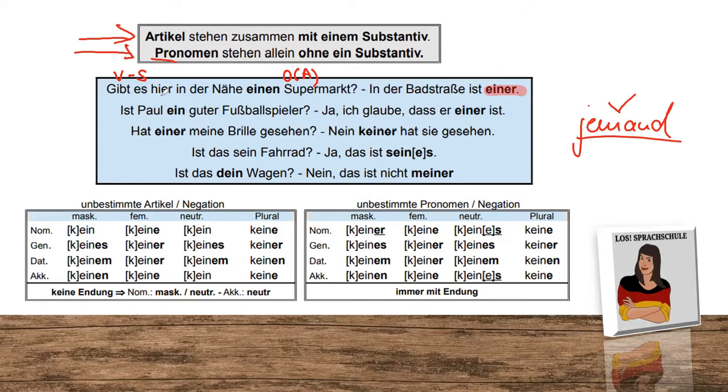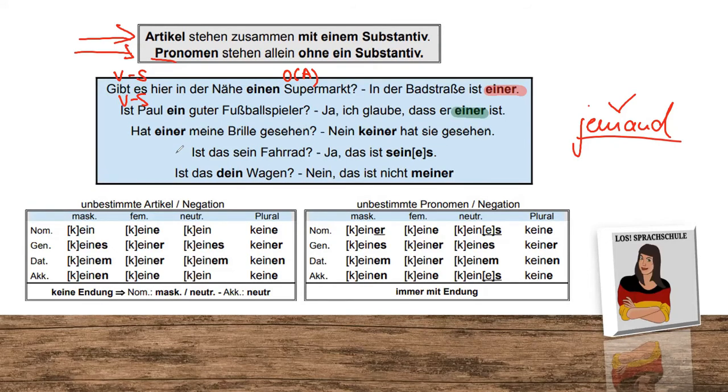Next one. Ist Paul ein guter Fußballspieler? Ja, ich glaube, dass er einer ist. Again, verb subject. And here we have A is B, so we have also nominative as an object. Is Paul a good football player? Yes, I think that he is one. Einer.